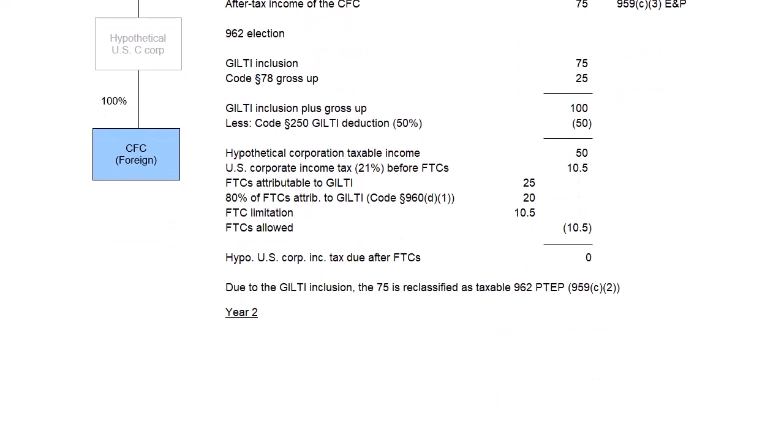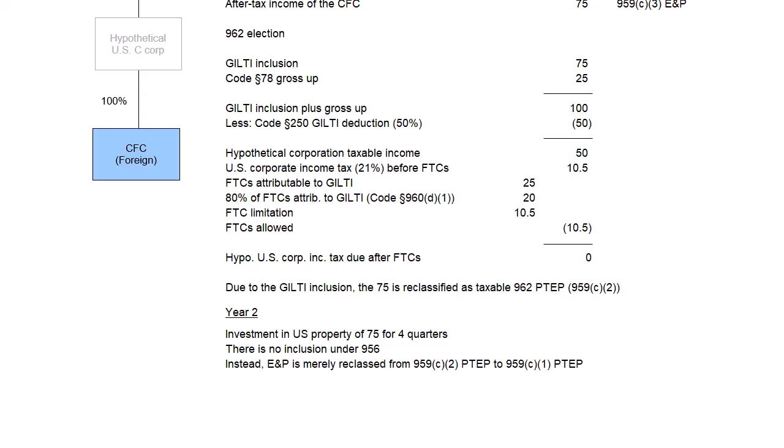In year two, we have an investment in U.S. property of 75 for 4 quarters. There's no inclusion under Section 956. Instead, the E&P is merely reclassified from one type of PTEP to another type of PTEP, from C2 PTEP over to C1 PTEP. So in scenario 2, we had no inclusion in year 2, but in scenario 1, we had an inclusion in year 2.